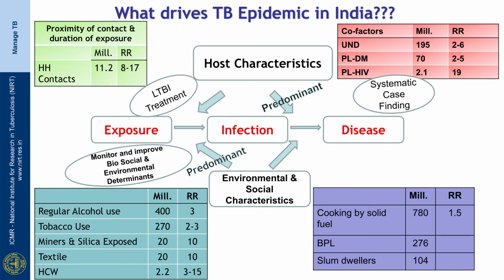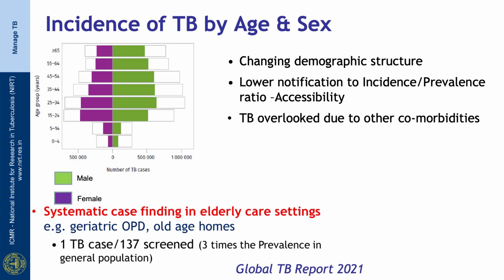Now, all these factors highlight the importance of systematic screening of the people who have high likelihood of having prevalent TB, addressing environmental and social characteristics as well as the treatment of latent TB infection if we have to march towards our targets of TB control and elimination. TB incidence is generally higher in older age groups, as you can see, compared to younger age groups, and higher in males compared to females.